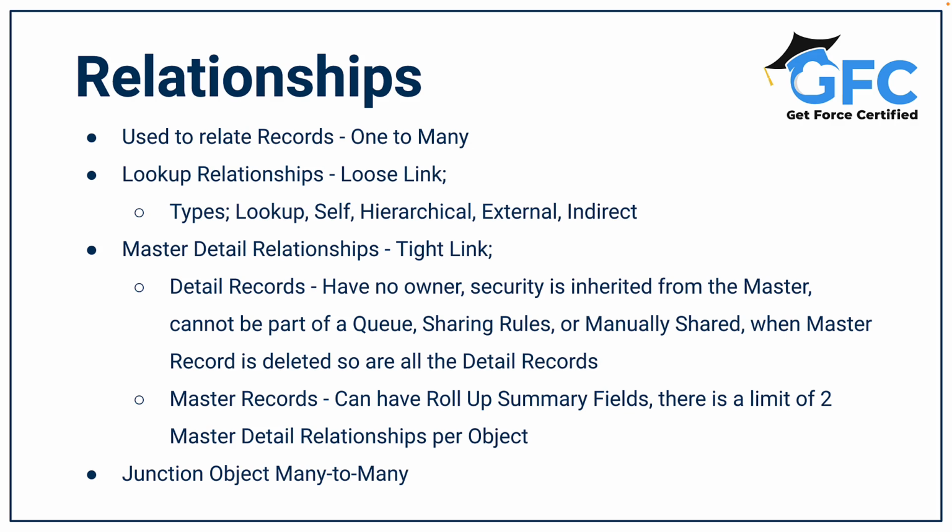So a self relationship is just a relationship field on an object that's looking for a record of the same object. A hierarchical relationship is a self relationship for the user object, and you can see this on the user detail for the user's manager. And then we have external and indirect relationships. You don't need to worry too much about these, just know that they're used to relate external objects. So let's head into Salesforce and take a closer look at the lookup relationship field.